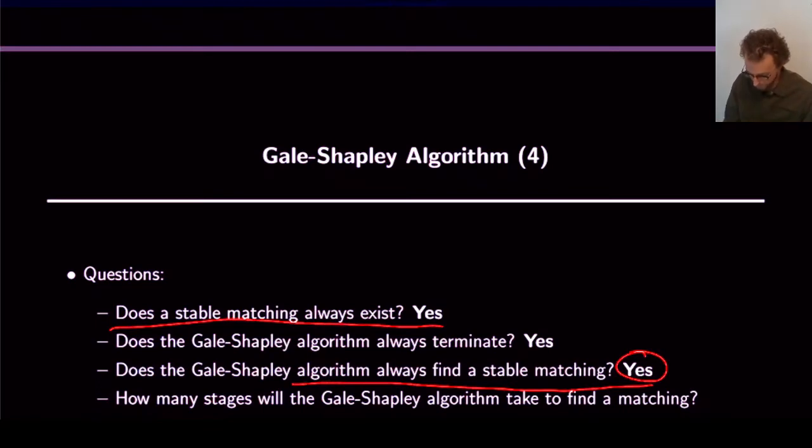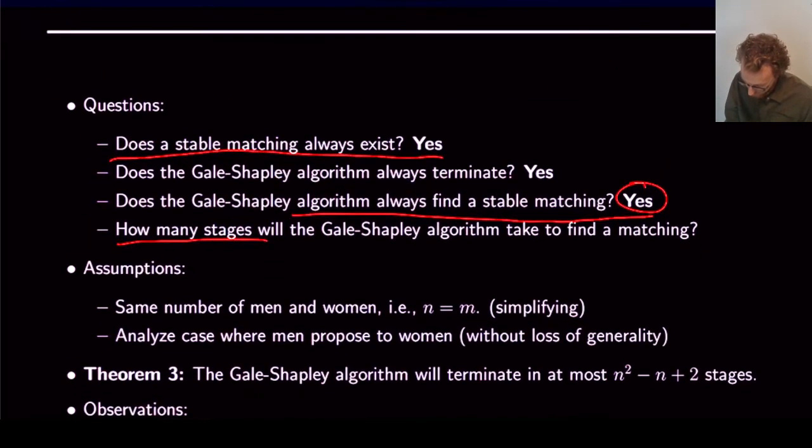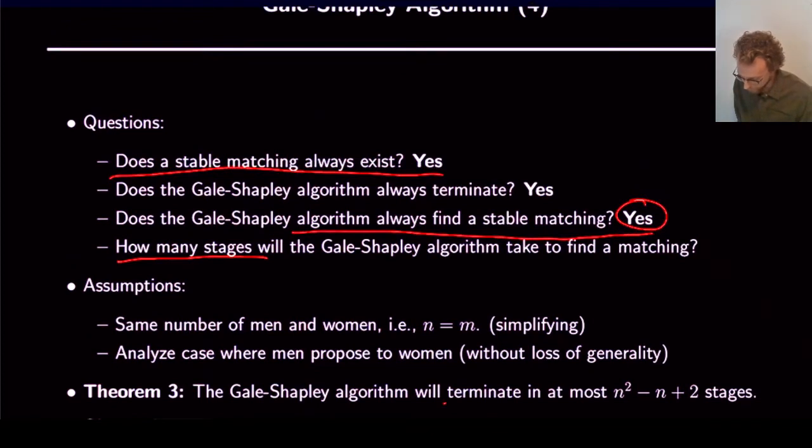This is looking good. So now let's ask kind of a slightly more mundane algorithmic question, like how long does it take? Well, let's do this. The Gale-Shapley algorithm terminates in at most, in fact, fewer than n squared minus n plus 2 stages. Okay, and we'll talk about what that means in just a moment. But let's think about why that's the case.